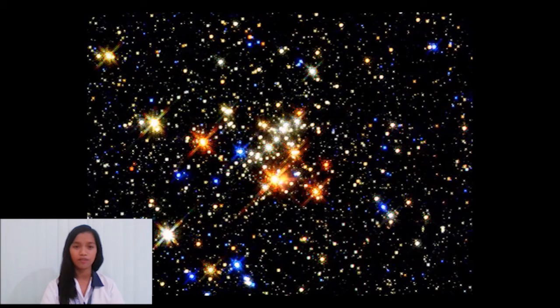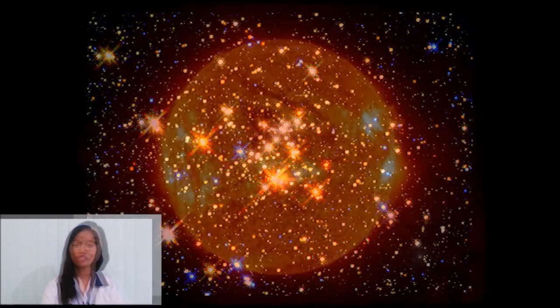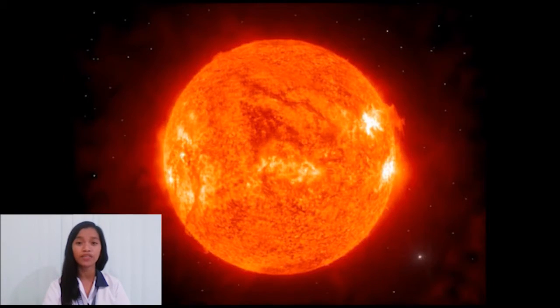Today you will know more about the stars and constellations. Look up in the night sky and you'll see a lot of stars. But what is a star? In a scientific sense, a star is a ball of hydrogen and helium with enough mass that it can sustain nuclear fusion at its core.